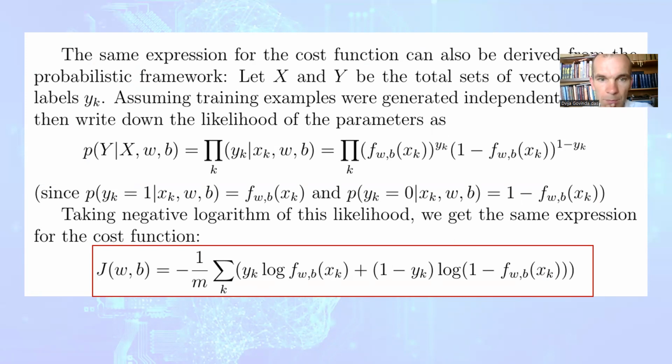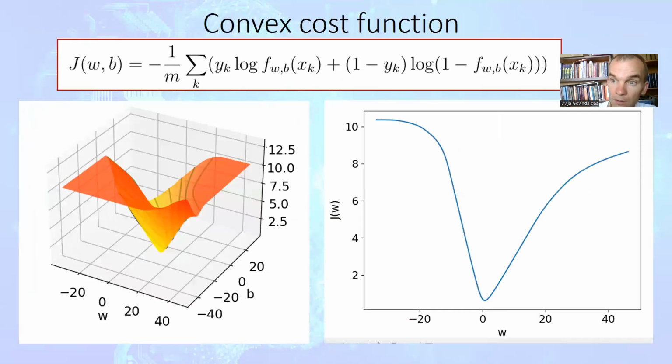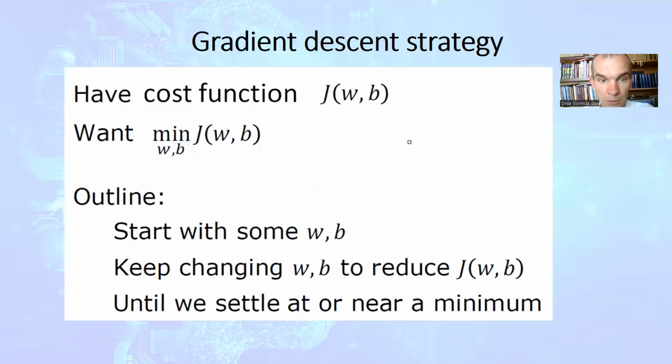So by taking the logarithm of likelihood for the whole set of data y, and taking the minus inverse logarithm of this likelihood, we can come to the same formula for the cost function. Again, this formula for the cost function is shown here at the bottom of the slide. And it's very good news that this function is convex. It's convex, and that is why we can apply the method of gradient descent to find its minimum.